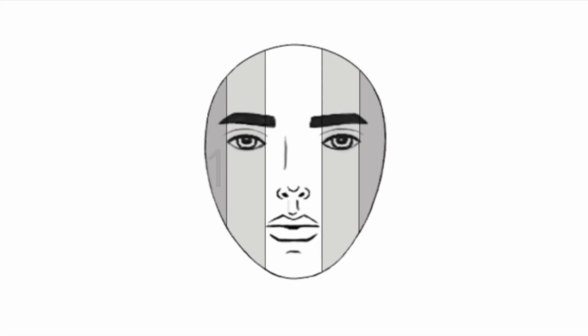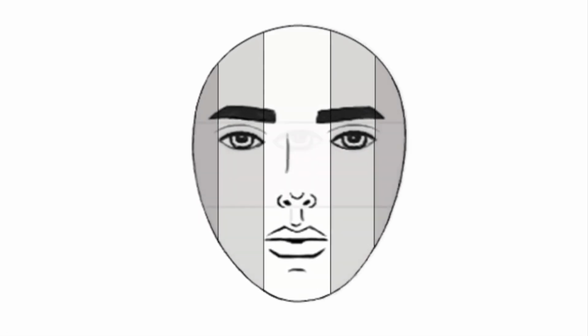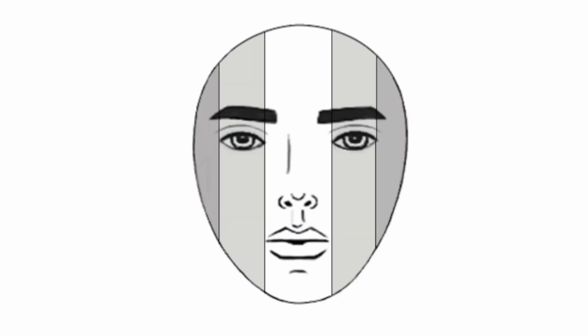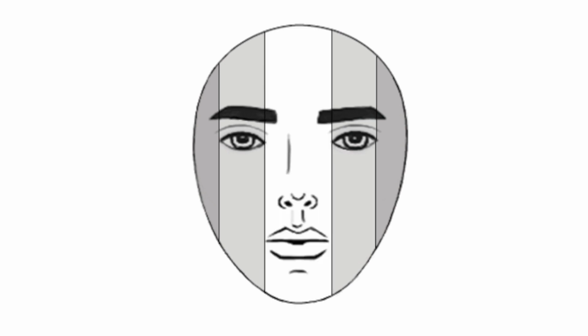The balanced face can also be divided vertically into 5 equal divisions that are the width of one eye. 1. From the hairline to the outer corner of your right eye. 2. From the outer corner of your right eye to the inner corner of your right eye. 3. From the inner corner of your right eye to the inner corner of your left eye. 4. From the inner corner of your left eye to the outer corner of your left eye. 5. From the outer corner of your left eye to the hairline.